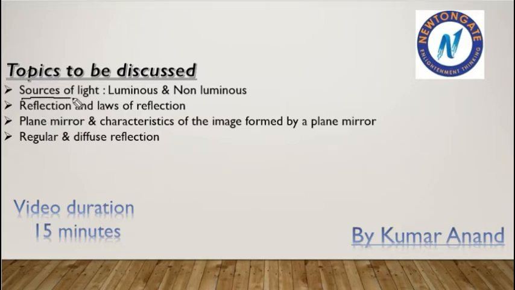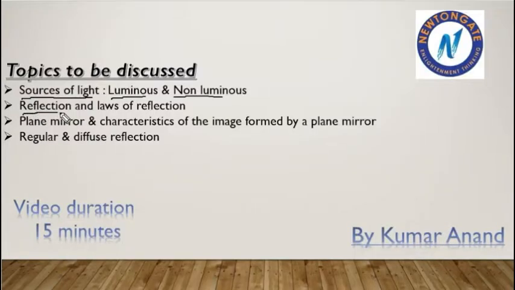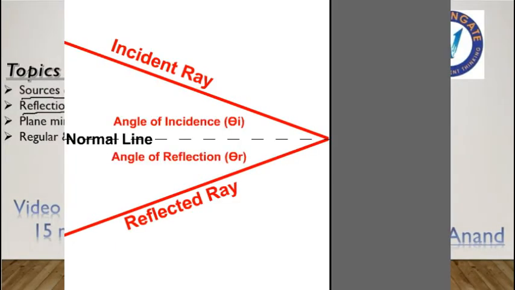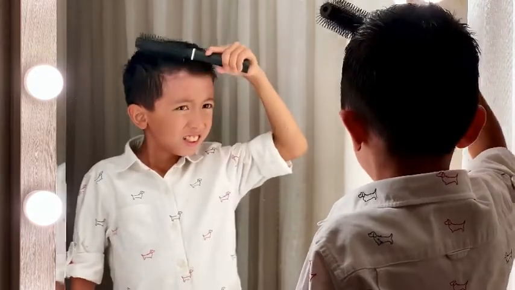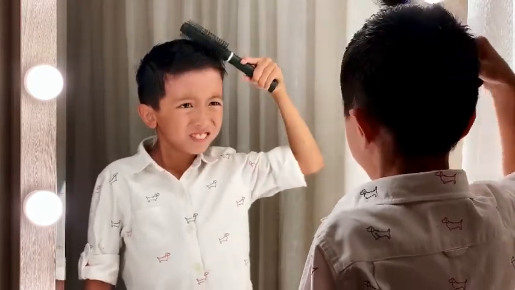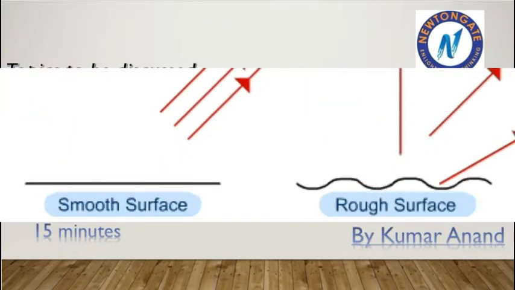First, we will go through sources of light and try to classify these sources into two categories, that are luminous and non-luminous sources. Then we will talk about the reflection and laws of reflection. Thereafter, we will talk about plane mirrors and we will discuss the characteristics of the image formed by a plane mirror. Finally, we will discuss regular and diffused reflection.